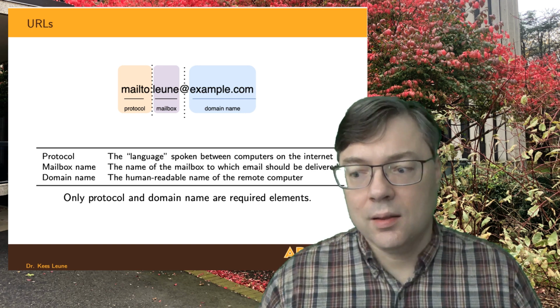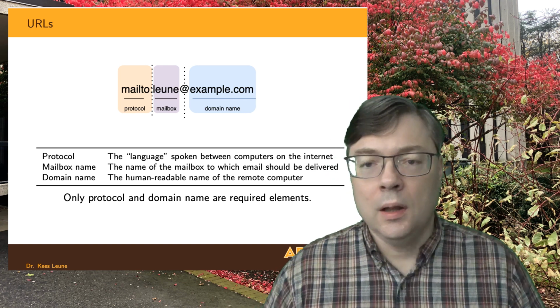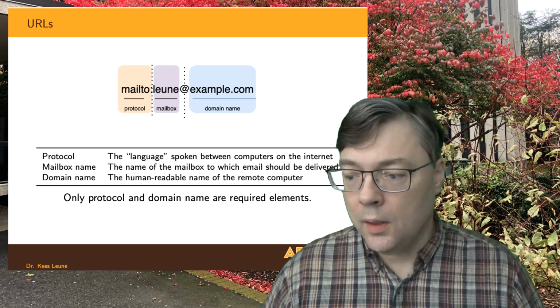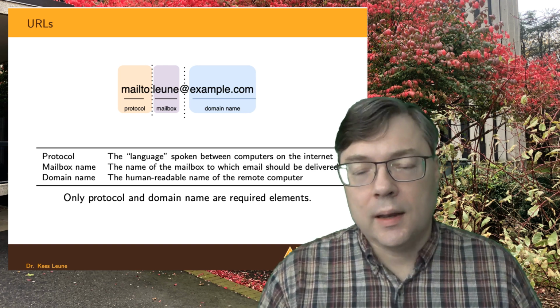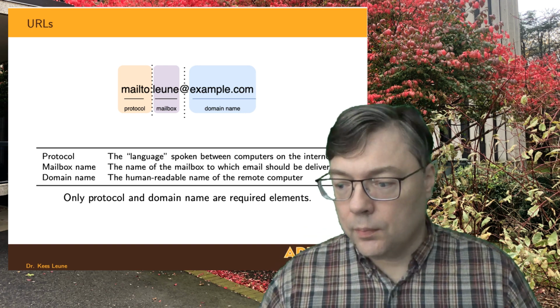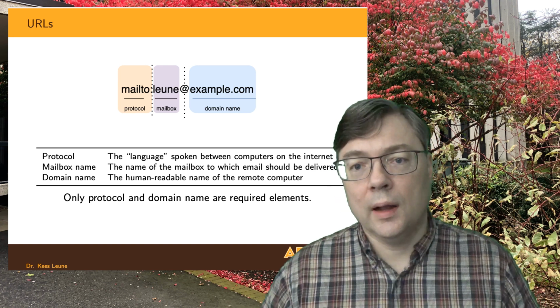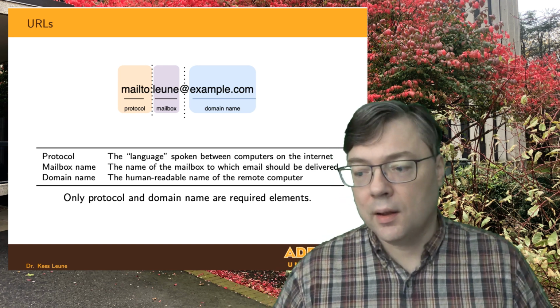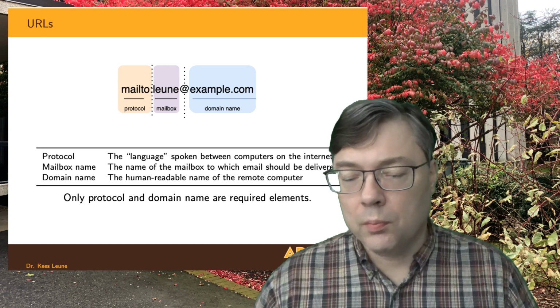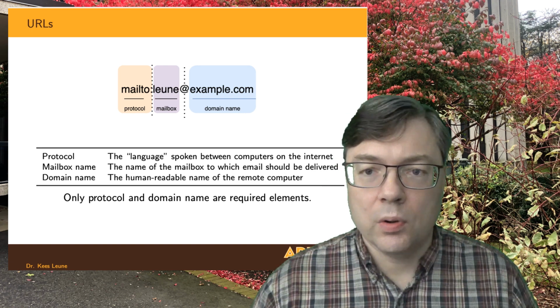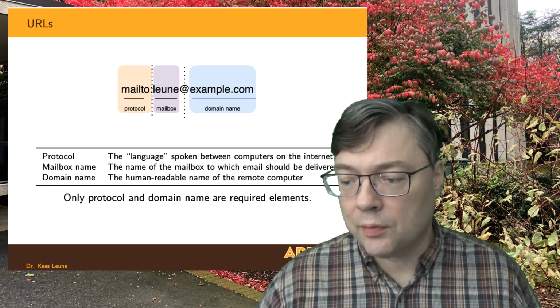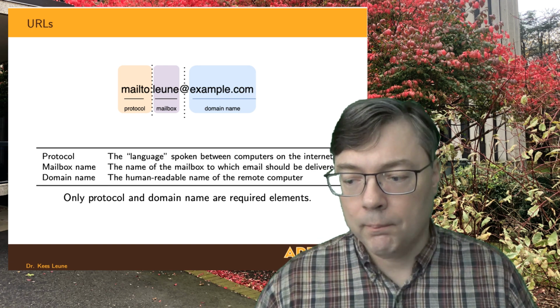And then @example.com is the domain name. And again, we can break down this URL in multiple parts. In this case, only the protocol and the domain name are required elements again. Of course, for mail to be delivered, it would be nice to know what mailbox to send it to, so we would have to specify that as well.